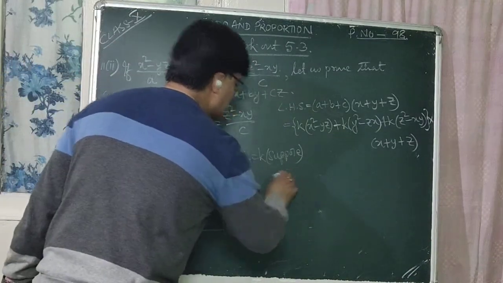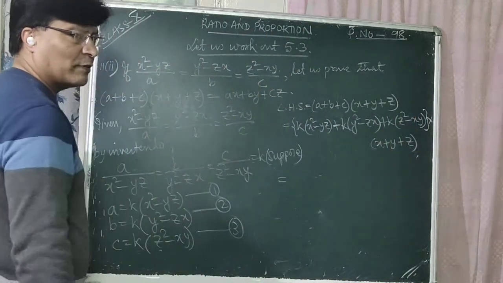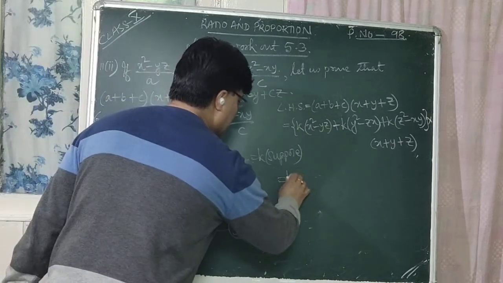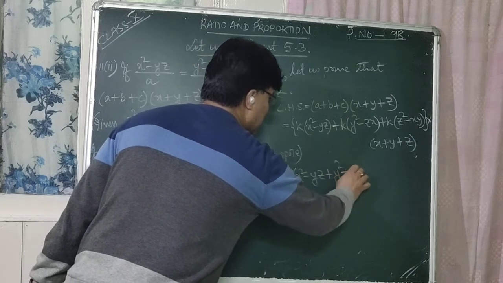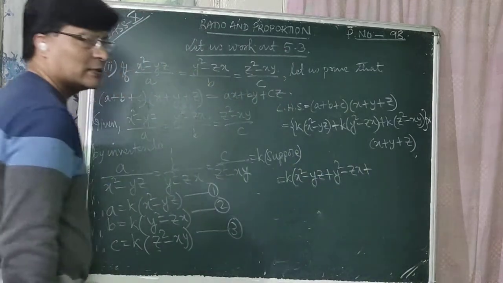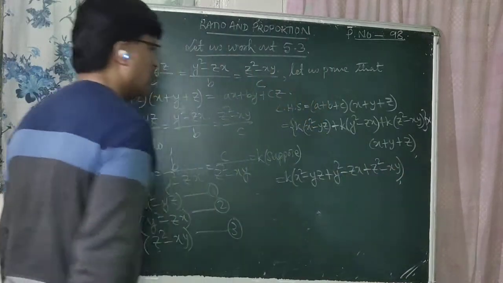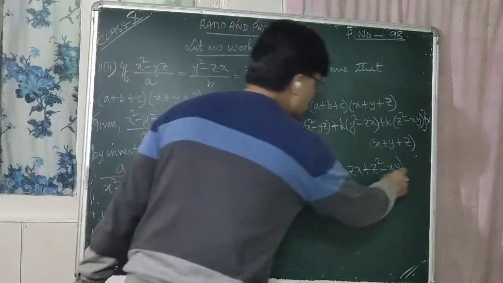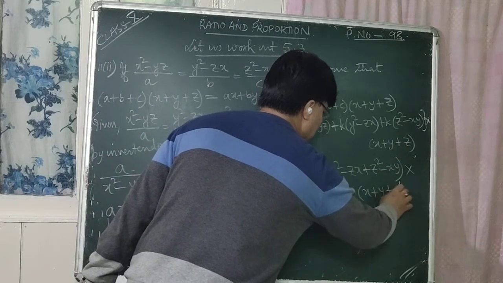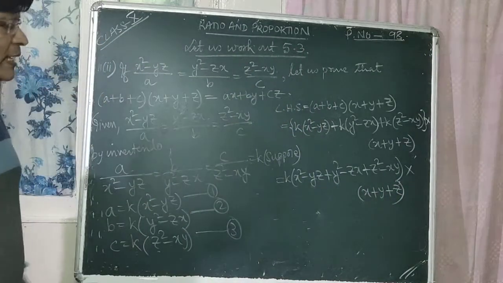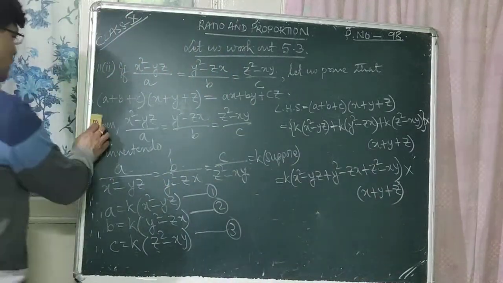So now let us simplify it. Throughout the terms of the first factor, what is common out there? It is k. So it is k into (x² − yz + y² − zx + z² − xy). The bracket is closed. Again there is no space, so let us write down the second factor in the next step, that is (x + y + z). Actually, this is the continuation part.